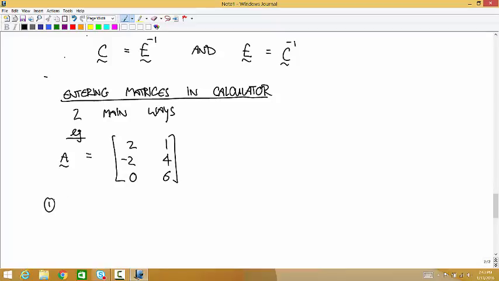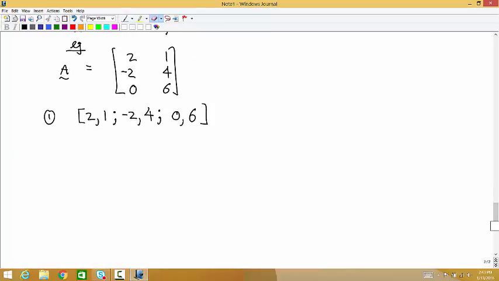The first way: square bracket, 2, comma 1, semicolon, negative 2, comma 4, semicolon, 0, comma 6, square bracket. That's the fastest way, so if that works in your calculator, that's probably the way you'll end up doing it.